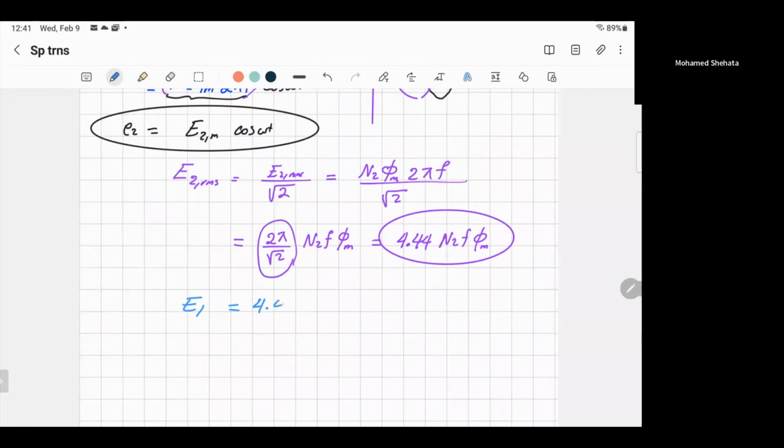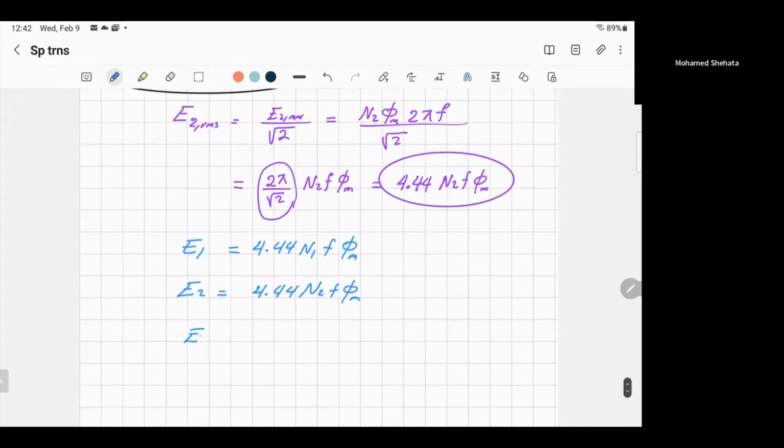It will be 4.44 N1 f phi m, because phi m is linking both coils, right? And the root mean square of the induced EMF on the secondary side, E2, is equal to 4.44 N2 f phi m. So what is the relationship between E2 and E1? The same, just the turns, right? So that will be the ratio between the induced voltage on the secondary side and the induced voltage on the primary side, N2 over N1.